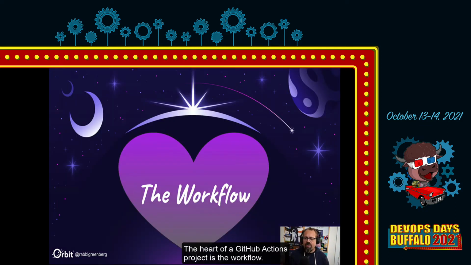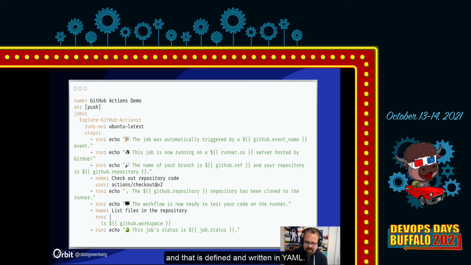The heart of a GitHub Actions project is the workflow. The workflow is where you define all of the moving parts of your GitHub Actions action, and that is defined and written in YAML, one of our favorite languages, of course. And in YAML, you define the workflow by its name and what you want it to do. A workflow, as I mentioned briefly, can run in a variety of contexts.